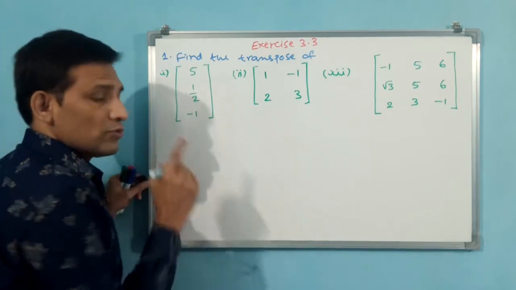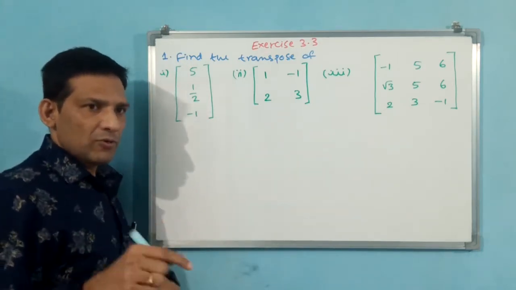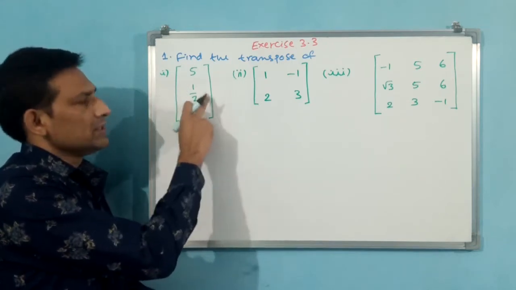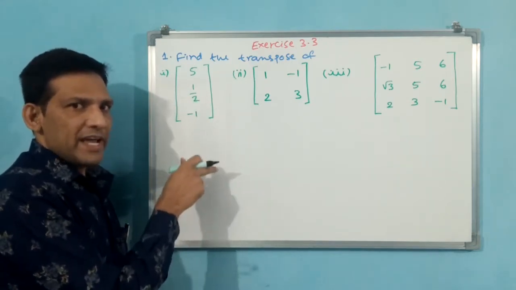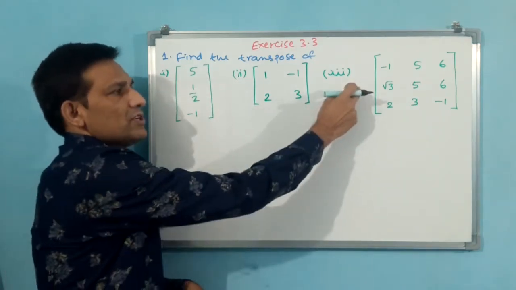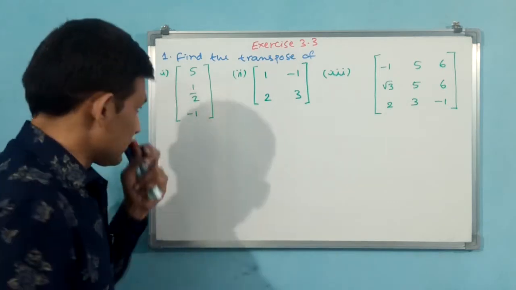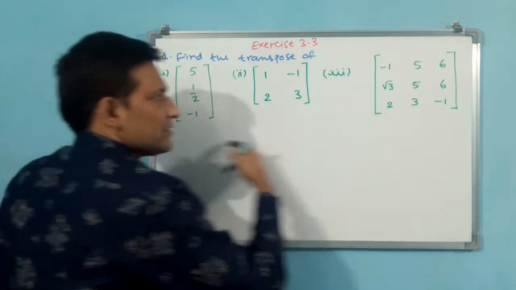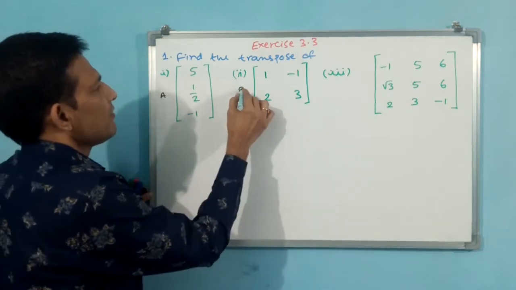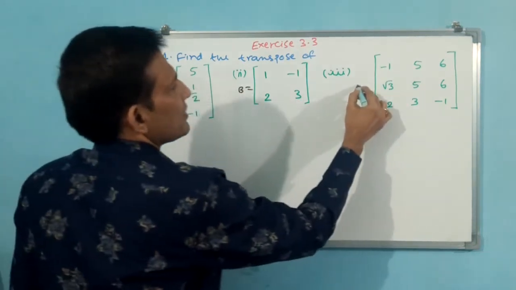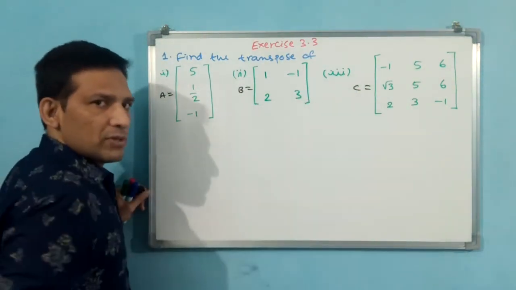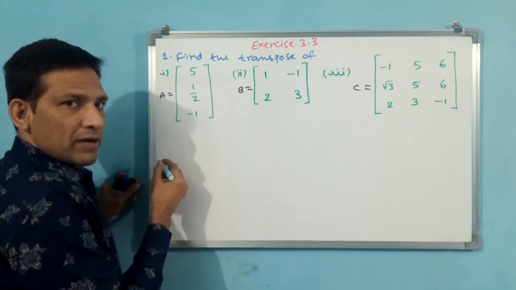Now you see what you have to write in your examination or notebook. First part, you take, let A is equal to this. A transpose, A dash is equal to, like that you have to write. Let B is equal to, B transpose is equal to, let C is equal to, C transpose is equal to, like that you have to write. Let us take these as A, B, C. I am writing here A, B, C. But you have to write let A is equal to, let B is equal to, let C is equal to, like that.